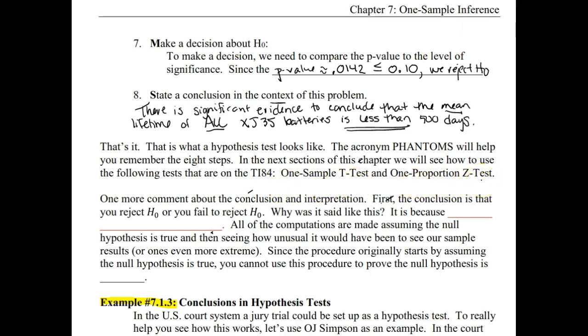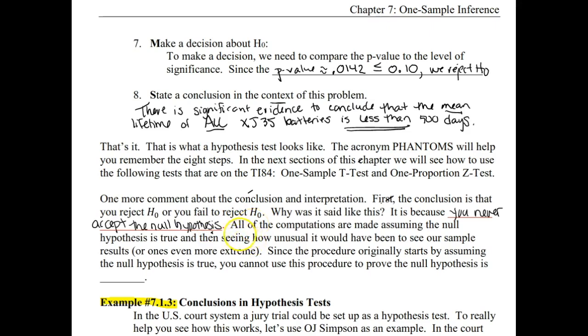One more comment about the conclusion and interpretation. The conclusion is that we either reject H0 or we fail to reject H0. And why was it said like that? It's because we never accept the null hypothesis. When we failed to reject it, we didn't say we accepted it.